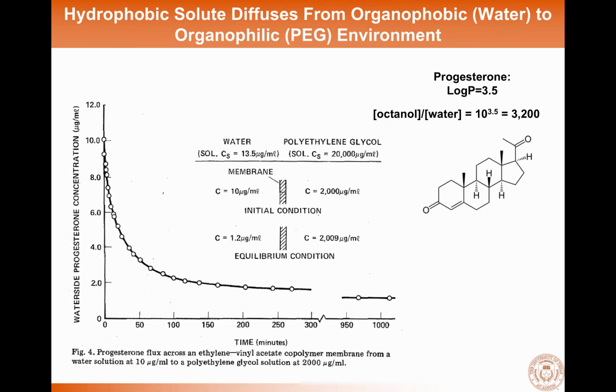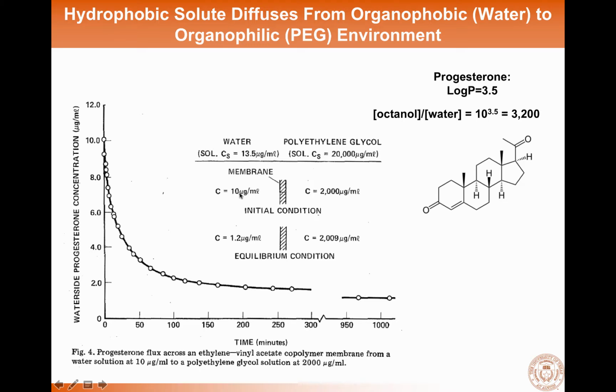And what this teaches us is that it's not simply the concentration gradient that governs the direction of transport, but it is the thermodynamic activity or the chemical potential gradient. And you can roughly approximate the thermodynamic activity, or measure the chemical potential, of the progesterone in these solutions as the ratio of its concentration to its solubility limit.